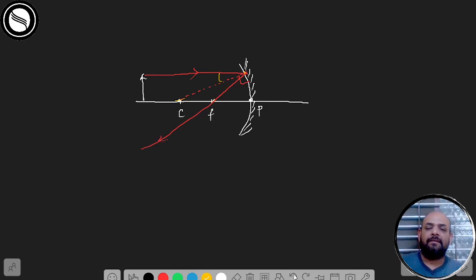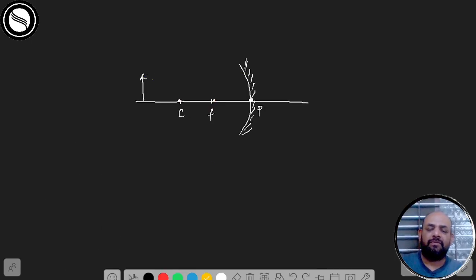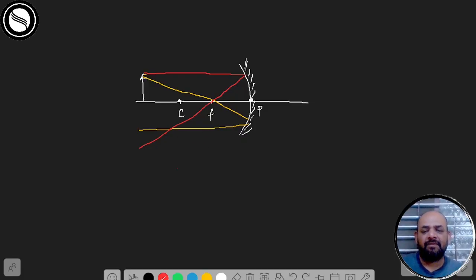Now the second ray we can take is the ray passing through the focus. For the first ray we took the ray which is parallel. The second ray is just the opposite, because the parallel ray was passing through the focus. Now you take a ray passing through the focus, so it will be parallel after reflection. So the first ray, parallel to the principal axis, passes through the focus. The second ray, passing through the focus, becomes parallel to the principal axis. So these are the 2 options which we have. We can have a third option also.